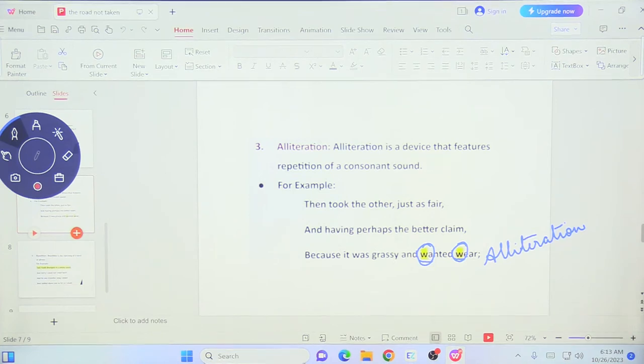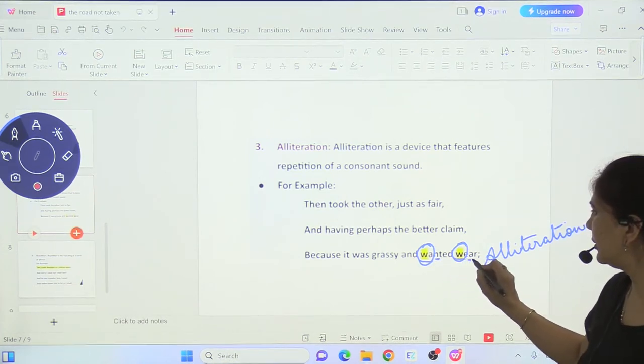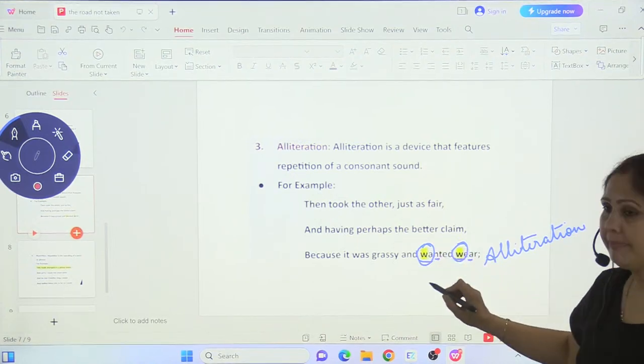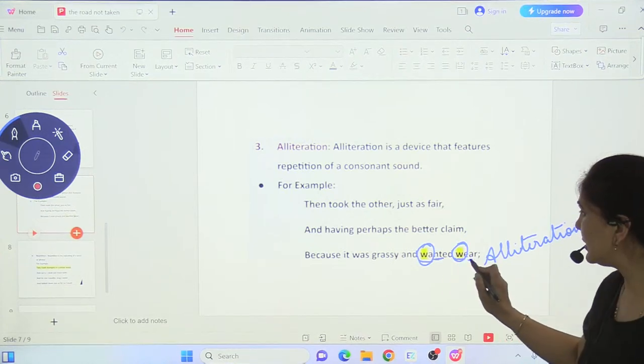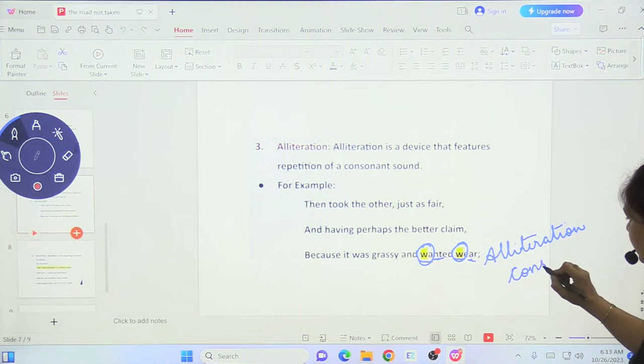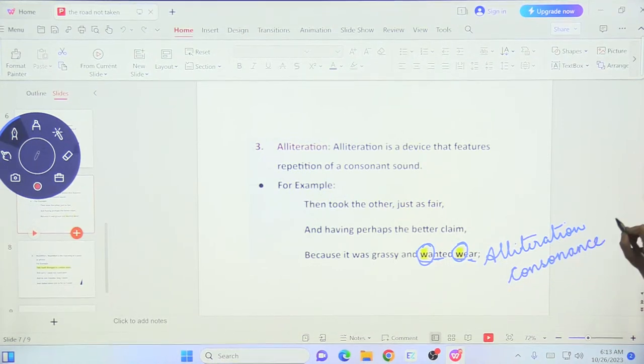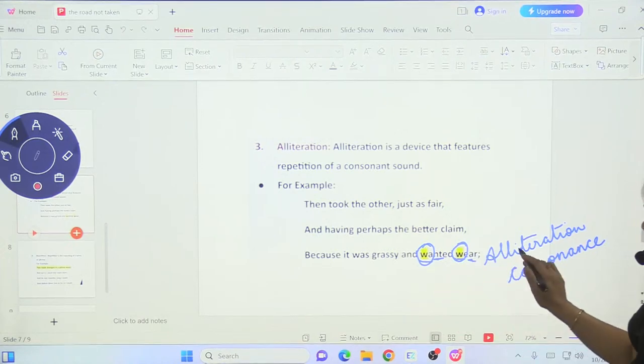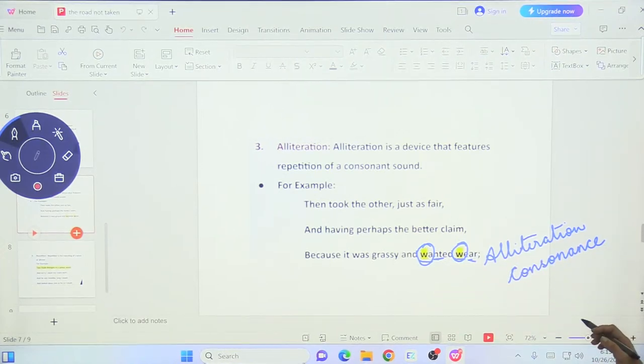Clear? And in case the sound is repeated in the center, which literary device would it be? There are two literary devices where we have the sound of consonants. If it comes in the beginning, it is alliteration. But if it comes in the center or at the last, it is called consonance. If it is in the beginning, in the first syllable or first letter, it is called alliteration. It's clear to all of you.